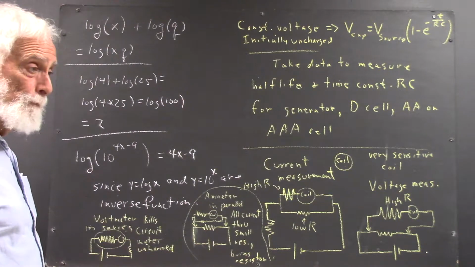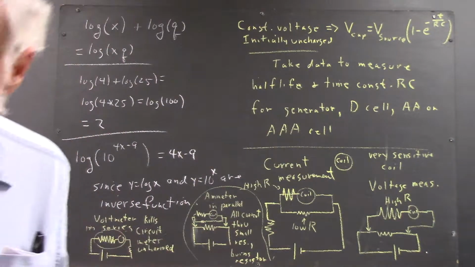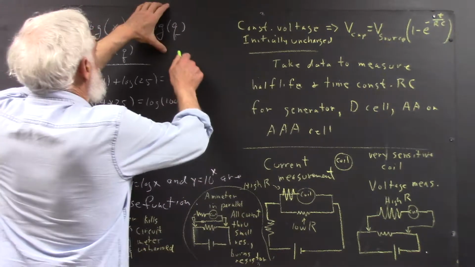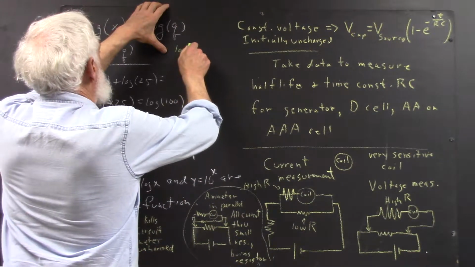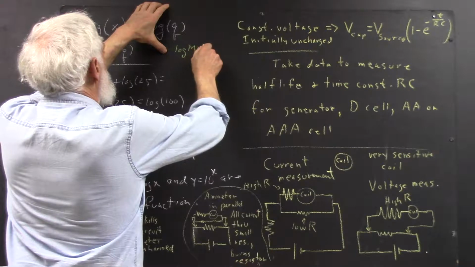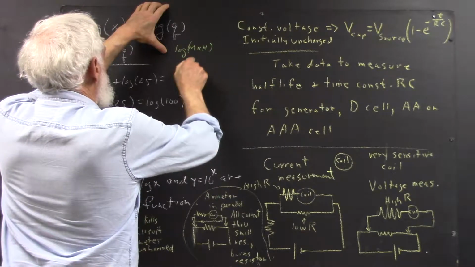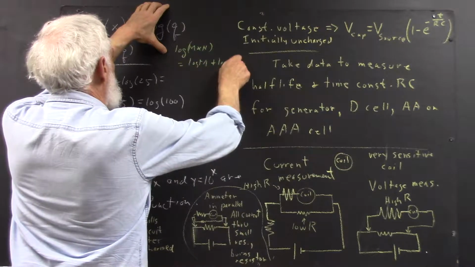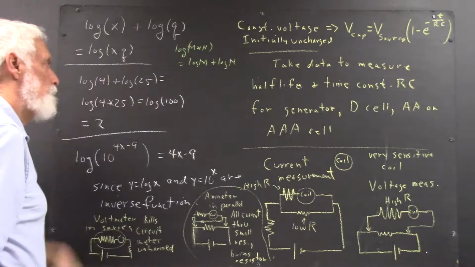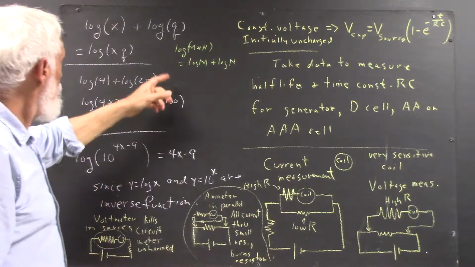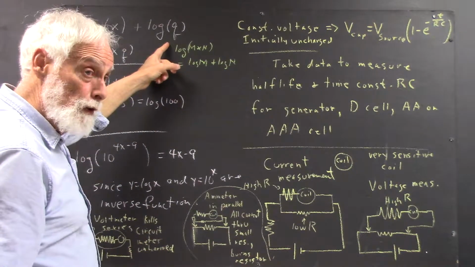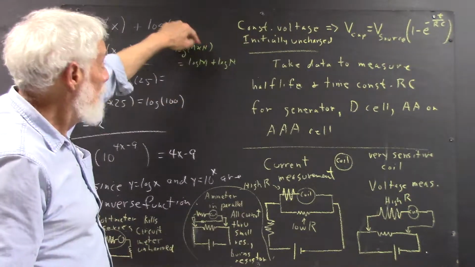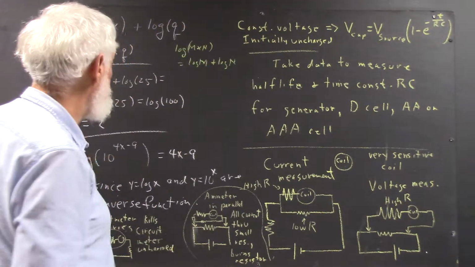Well, let me write it down here. First of all, log of m times n equals a log of m plus the log of n. Okay, well, what we have here is a log of something plus the log of something else. And this says that if you have the sum of two logs, it becomes a log of the product, doesn't it?